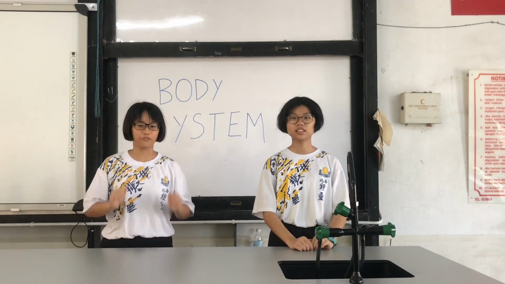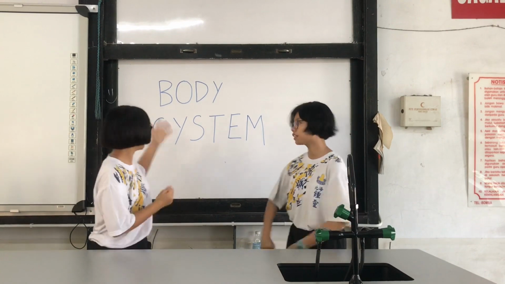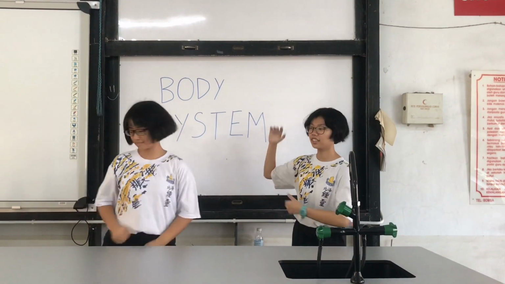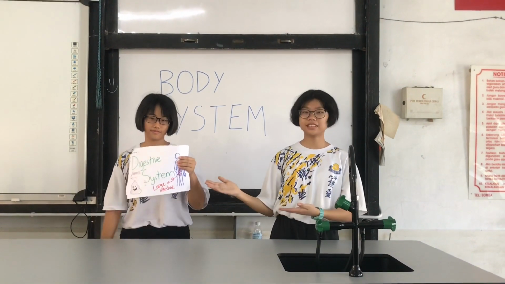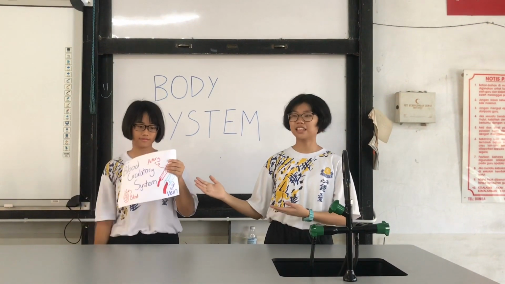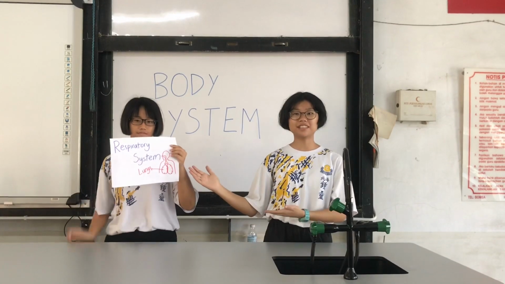Today we're going to carry out 4 experiments with the topic our body systems. They are nervous system, digestive system, blood circulatory system, and respiratory system.